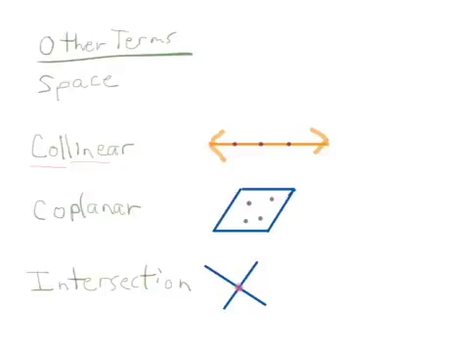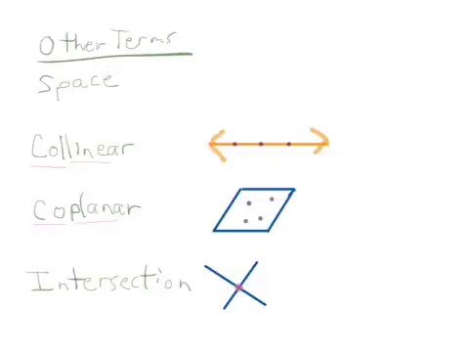Okay, the next term is coplanar. Once again, co means with. Planar, you see the word plane in there? So this word literally means with or in the same plane. So if we have coplanar points, that means those points will be on the same plane. So we see here an example. Okay, we have 4 points and they are on the same plane, so therefore they are coplanar.